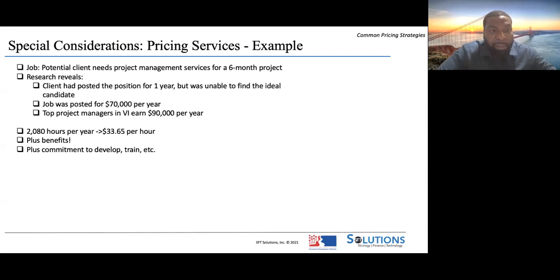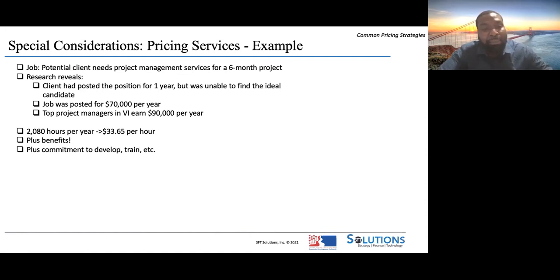So you do a little bit of math. There's 2,000 hours in a year, roughly. That works out to about $33.65 an hour. And that is the direct rate, right? To pay someone to sit in that seat 40 hours a week and do that job, you need to pay them $34 an hour roughly.